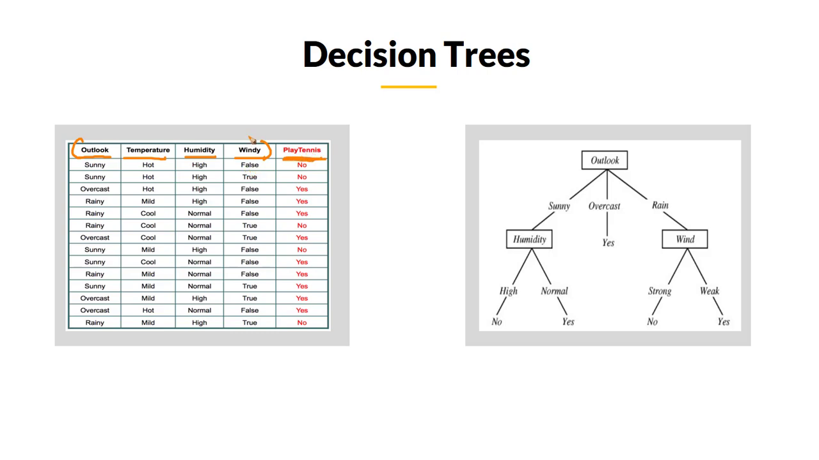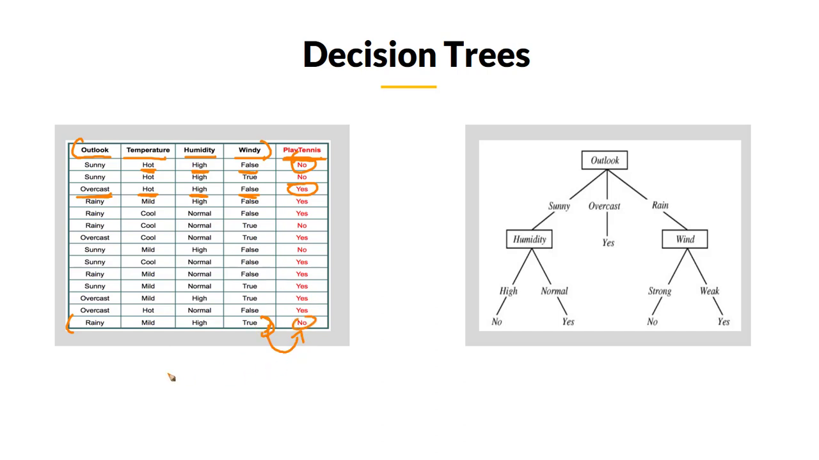And historically, we have seen these events. So, on a sunny day, when the temperature is hot, high humidity, and it's not windy, we are not going to play tennis. Whereas on an overcast day, hot temperature, high humidity, and no windiness, you can play tennis. So, with this historical information, we want to build a decision tree classifier that is going to tell us, given a certain input, whether a given team is going to play tennis or not. We want to go from this to this.